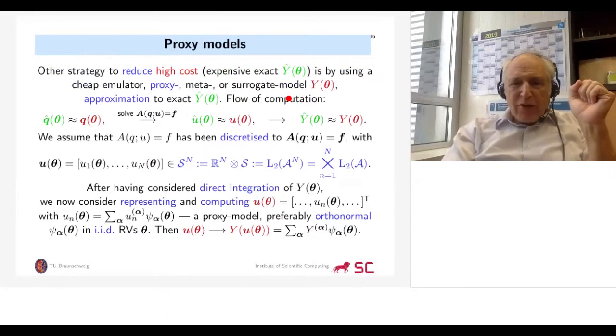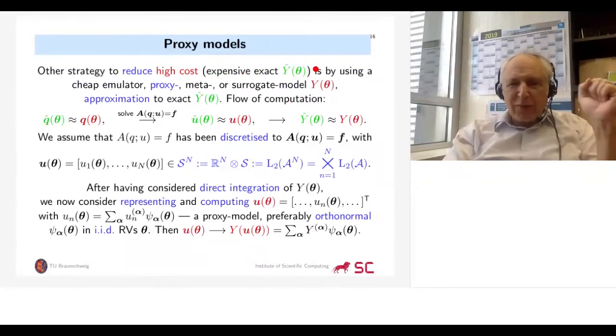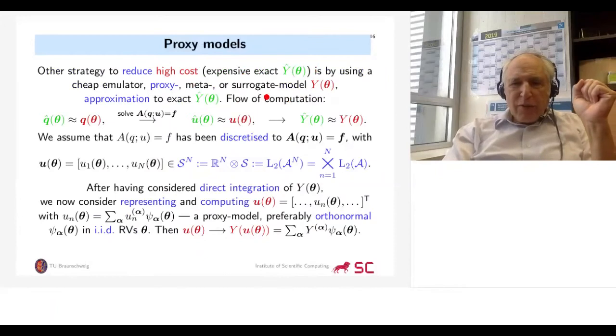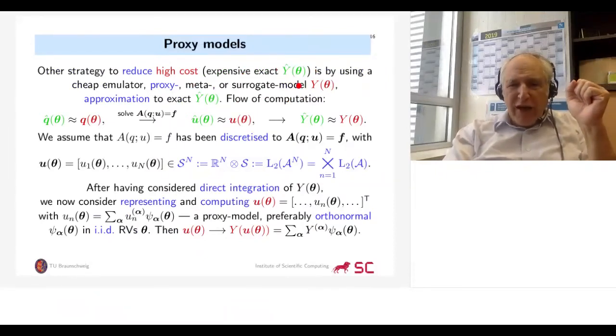So what we're going to look at now is proxy models. We replace the integrand, which is very expensive, which I now call y hat, by a proxy, meta, or surrogate model. I will use the name proxy model. Emulator is another name. There are many names for this approximation.